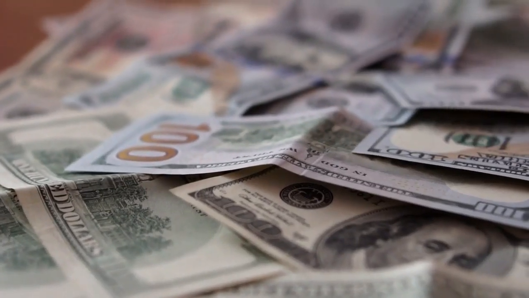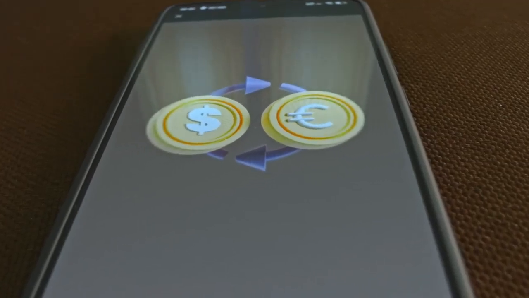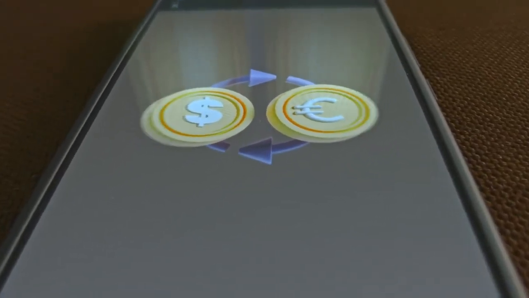Understanding these dynamics helps us make sense of the global economy. It also impacts our wallets if we travel or invest internationally.